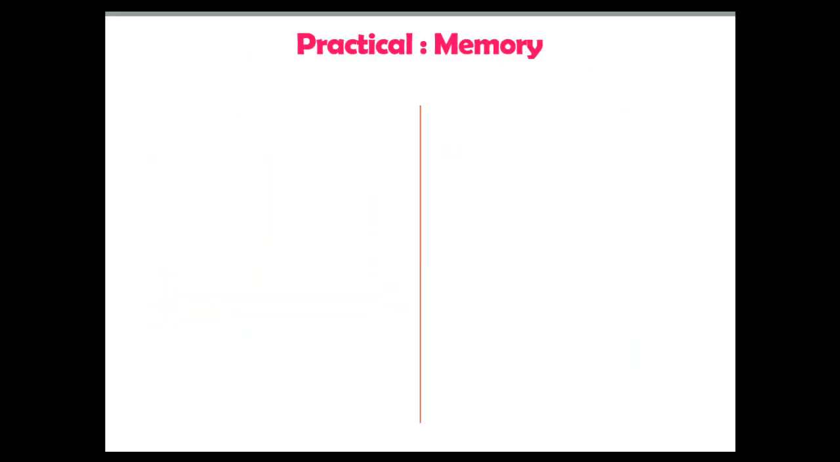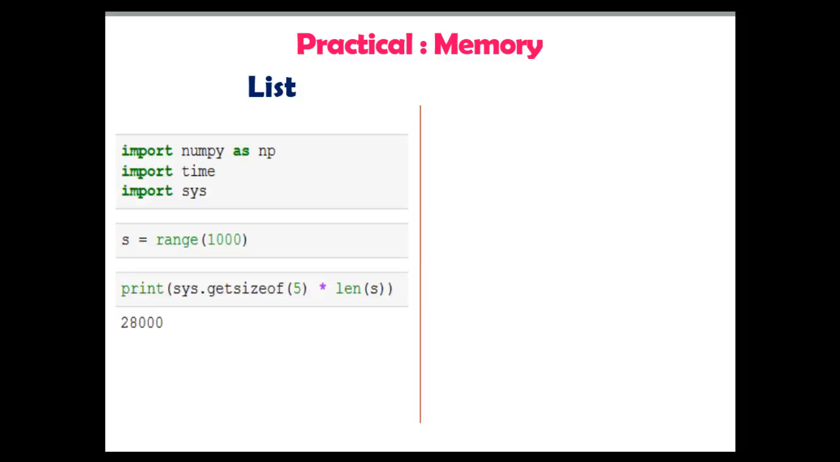Now here you can see I am going to show the memory consumption required for a NumPy array and a Python list. Now here you can see I have imported the sys module. So here the Python range function is used to generate 1000 elements, and using the sys module we can find the size of an element using the getsizeof method of the sys module in Python, and the total length we can find using the len function of Python. So now you can see for 1000 elements Python required 28,000 bytes.